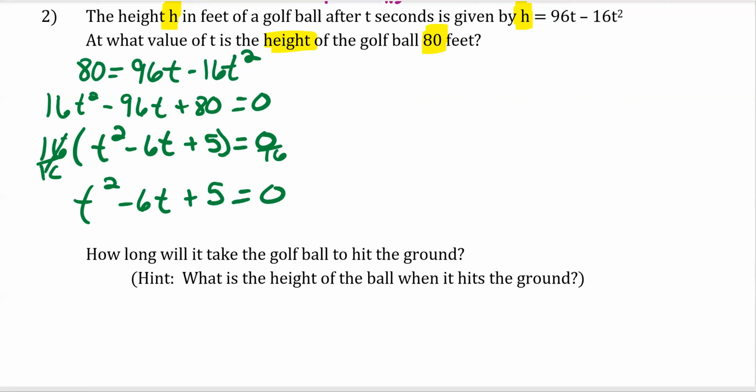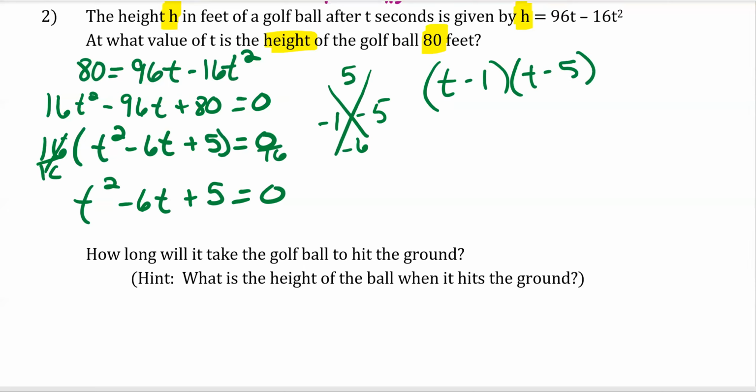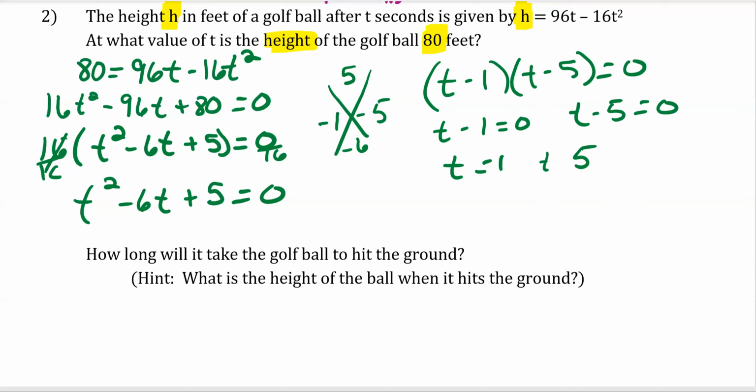Now I need to factor. I need the factors of 5 that add to -6. So -1 and -5. Set your factors equal to 0 and solve. So we have 1 second and 5 seconds.